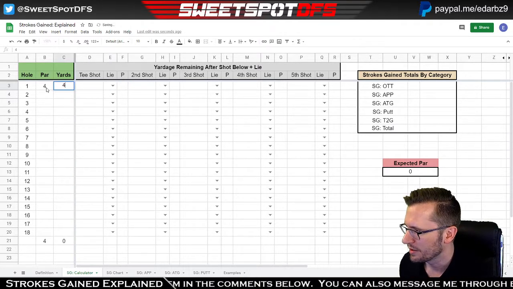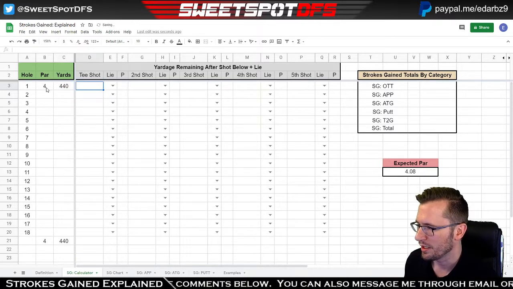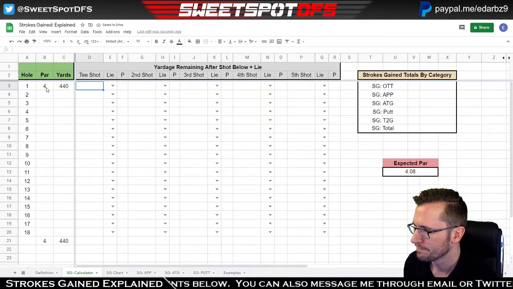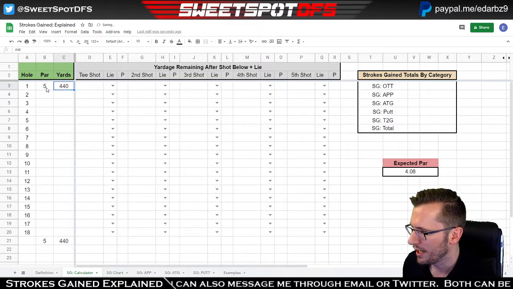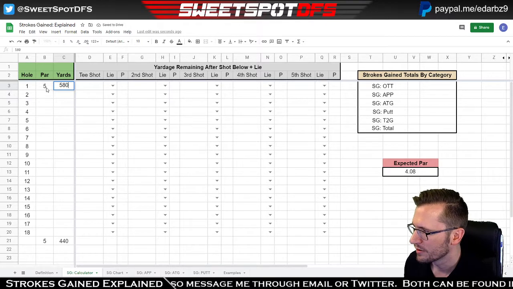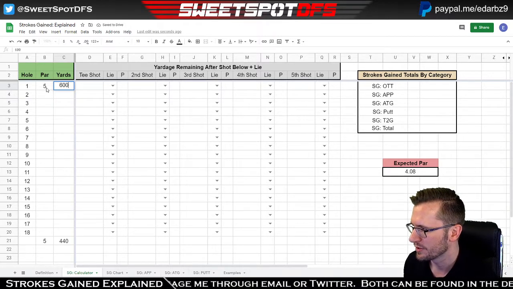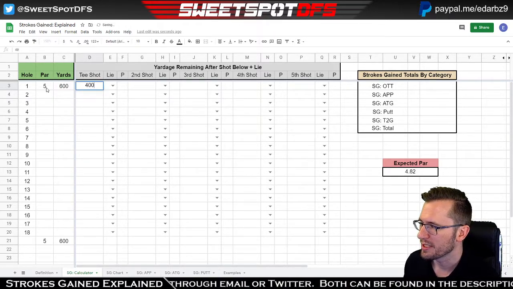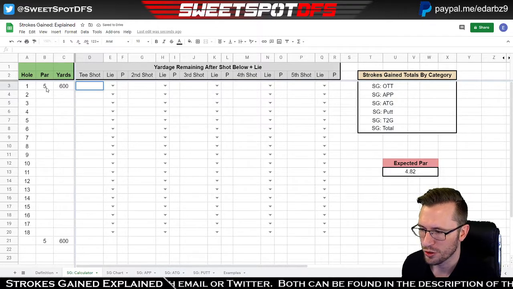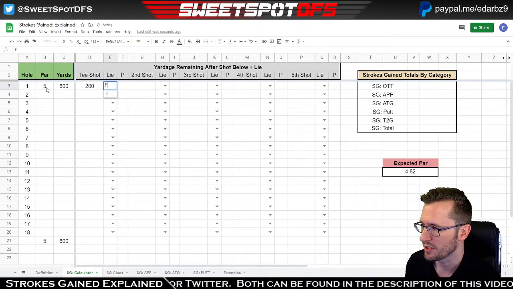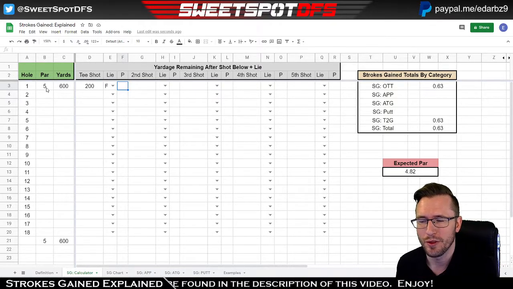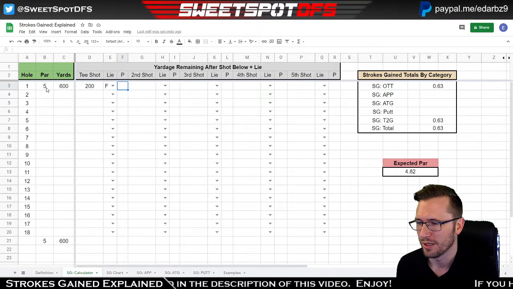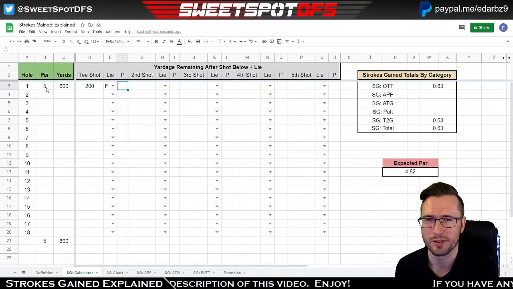Let's just keep that up and go par 5 and go 580. Or let's go 600. Make it real long. Let's say someone hits a 400-yard drive and he has 200 yards left to go in the fairway. You're only gaining 0.63 strokes off the tee. That shows you the difference of strokes gained off the tee versus approach.